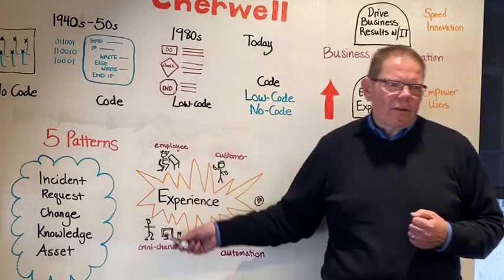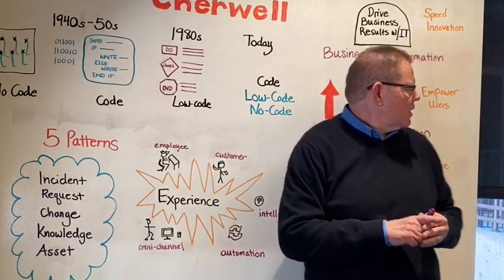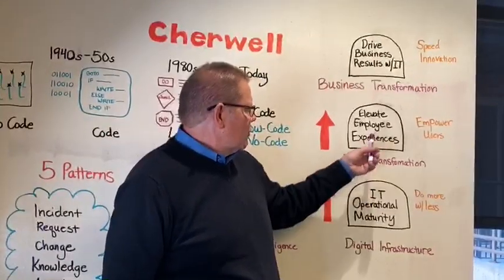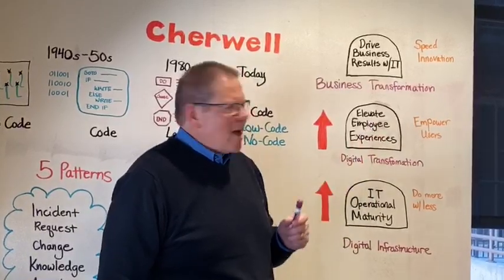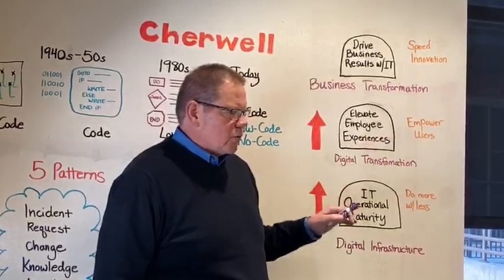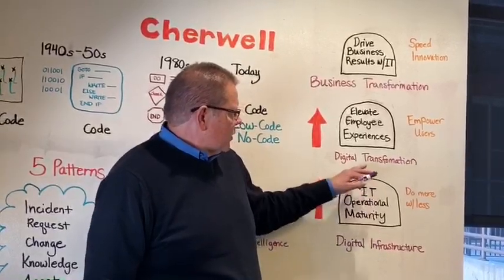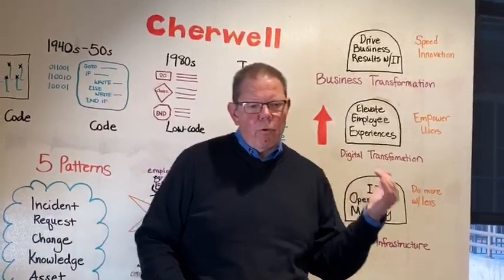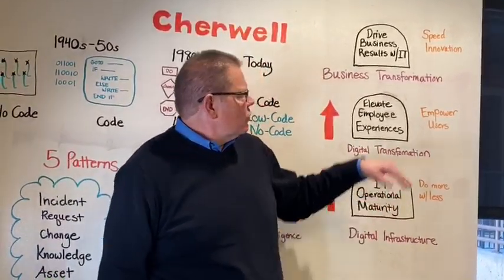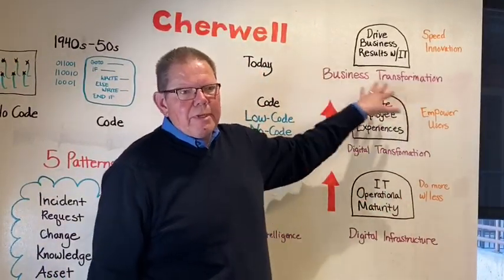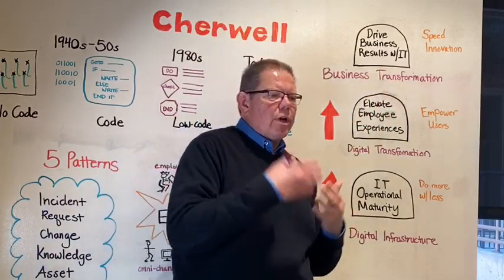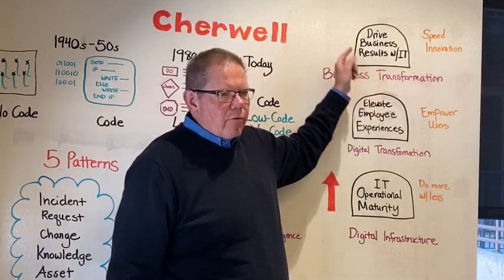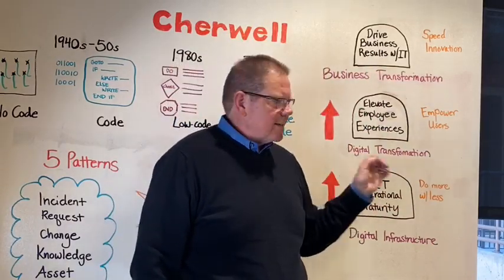So we've built out the platform to provide those kinds of experiences. We've taken it from IT operational maturity to elevating employee experiences through empowering users. And that gets us from digital infrastructure to digital transformation. But there's one more step to take. As Gartner says, if you're at 4 or 5 with IT operational maturity, you're ready to start talking about business transformation. You're not just running your business on technology, you're using that technology to deliver the business results you were looking for. You're accessing it that way.